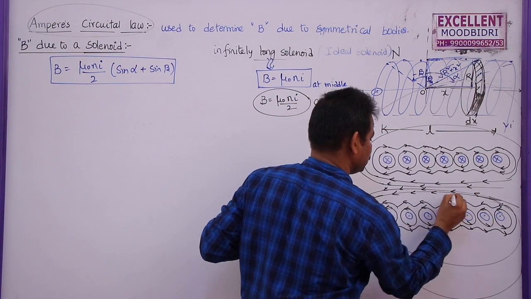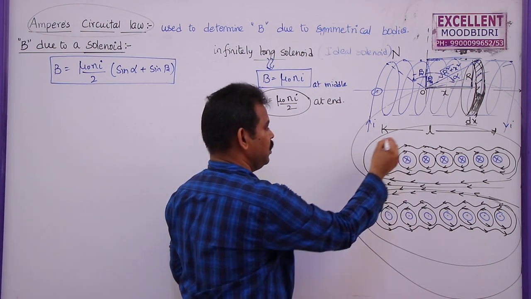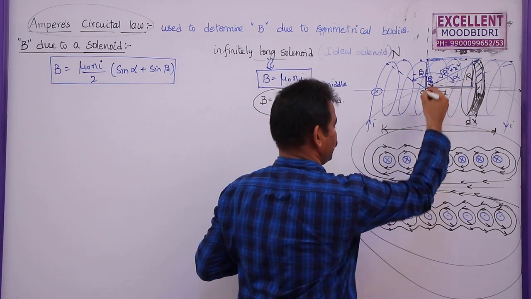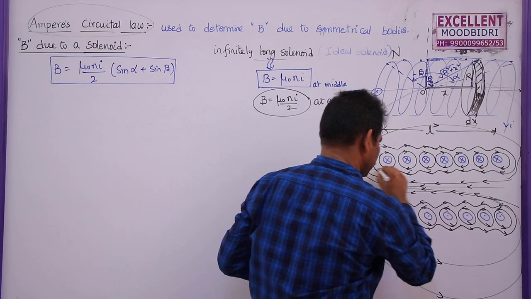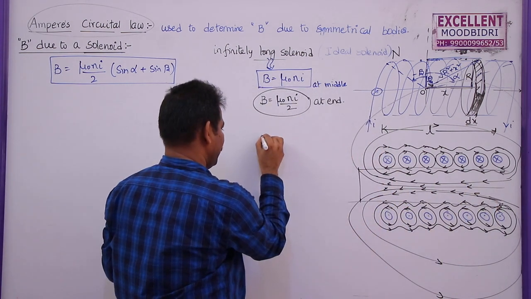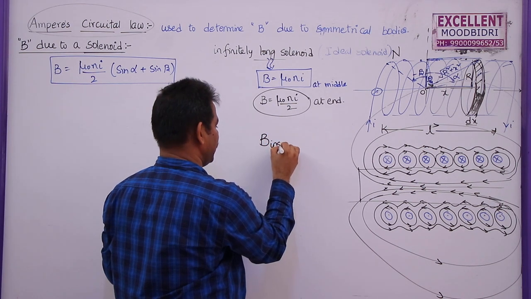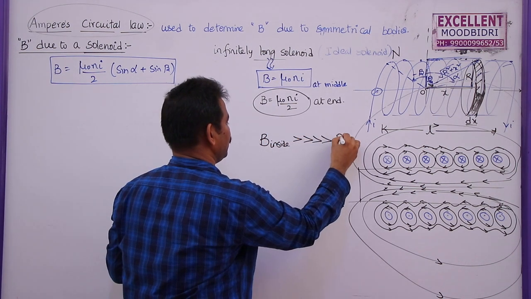So the magnetic field strength is very large within the coil, that is within the solenoid, between these two. Here the field lines are acting in this direction, and here they are acting in the opposite direction. And one more thing is they are moving away from each other. That means a lot of space is there. So within this space the magnetic field strength is more. So we can write that the magnetic field strength inside the solenoid is much greater than the magnetic field outside the solenoid.